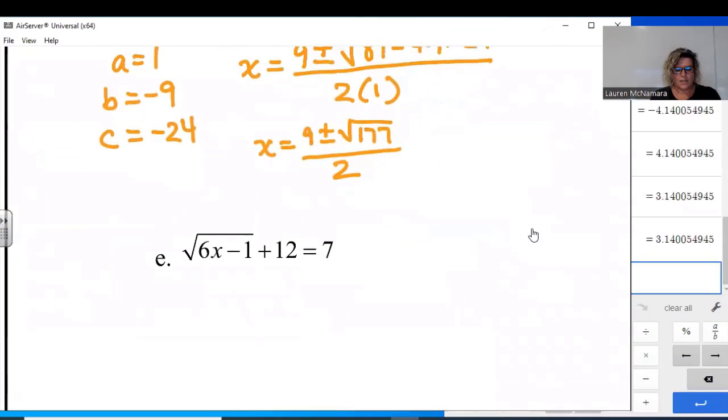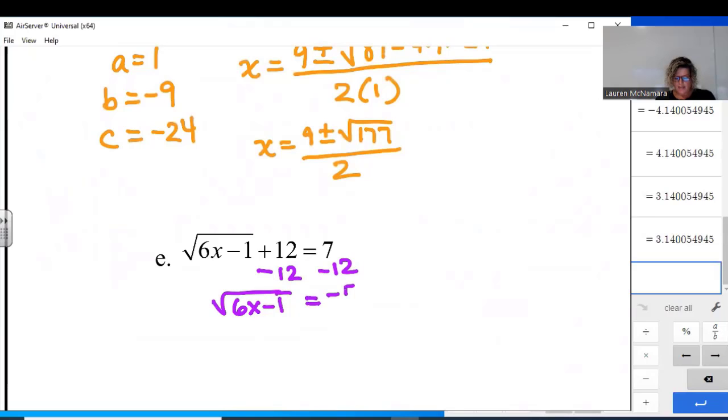All right, let's look at E. So looking at E, I'm going to go through my steps here. I need to isolate my radical. What do I have to do to isolate my radical? Subtract 12 from both sides. So now I have the square root of 6x minus 1 equals negative 5.